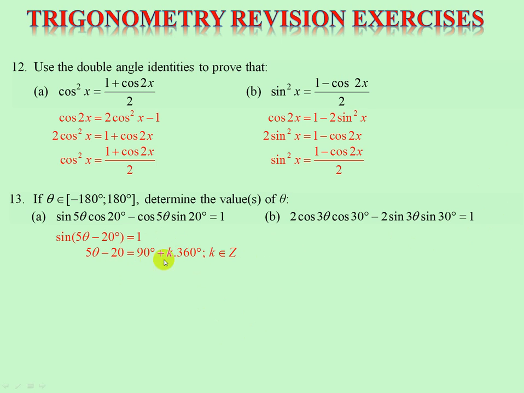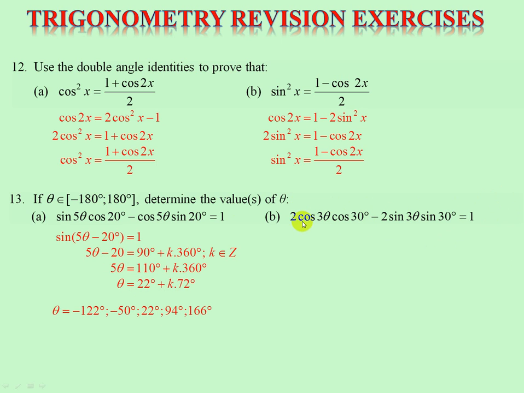5 theta minus 20 equals that. That means 5 theta is 110 degrees plus k 360, adding the 20. Divide by 2. Both must be divided by 2. Now I've got to find all the possible values of k, which gives me values for theta within there. That's what we get.